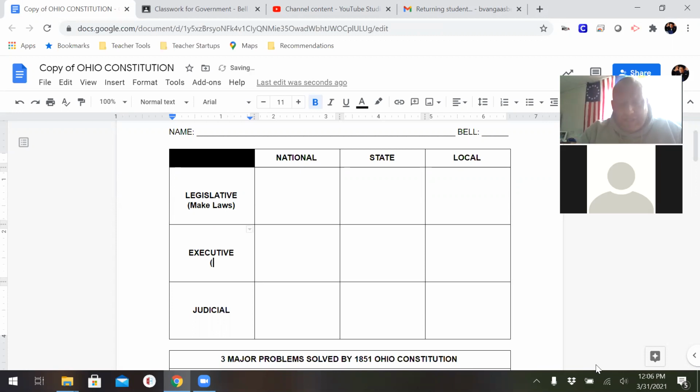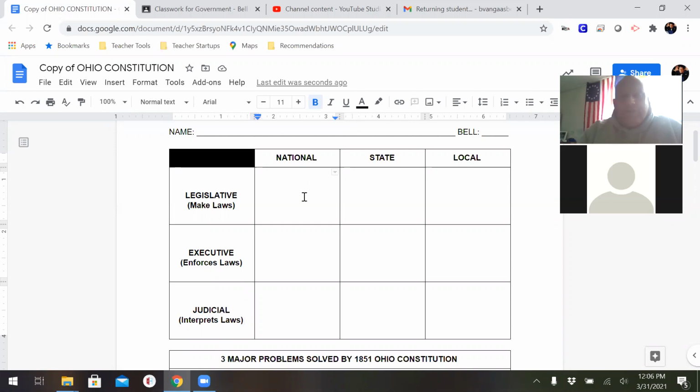The executive branch enforces the laws. So once the laws take effect, they're the ones that make sure that they get followed. And then finally, the judicial branch interprets. They tell us what the laws mean. They determine how long somebody serves a court sentence. They determine a great deal of things, quite honestly. So there are 3 different levels and they all do different things. Legislative makes the laws, executive enforces the law, and the judicial branch interprets the law.